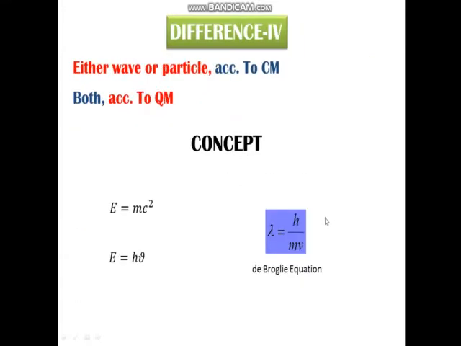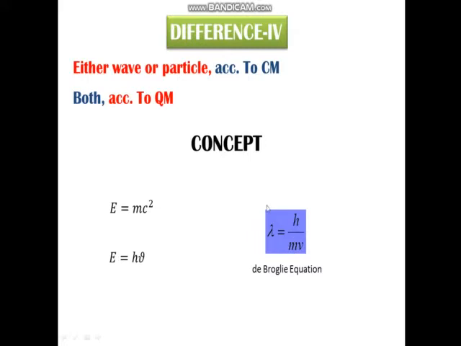The next difference is, according to classical mechanics, radiation can be either a wave or a particle, but in quantum mechanics, it can be both wave as well as particle. Now, when you consider these two equations, E is equal to mc square and E is equal to h nu, when you combine these two, you get the equation lambda is equal to h over mv, which is called the de Broglie equation.